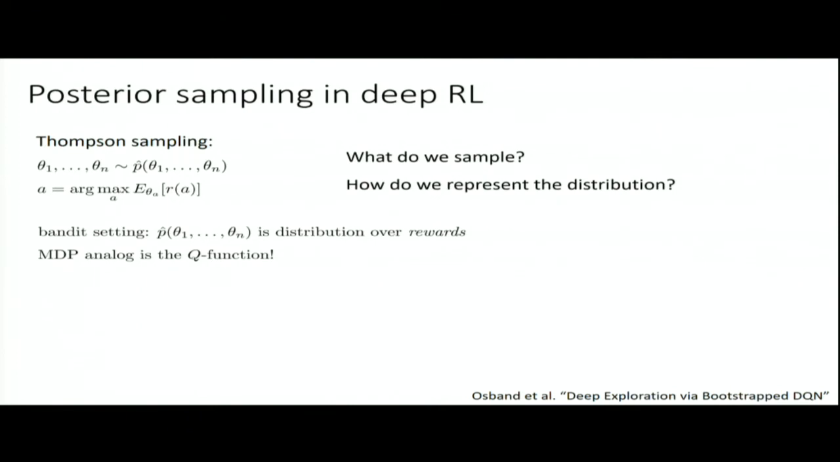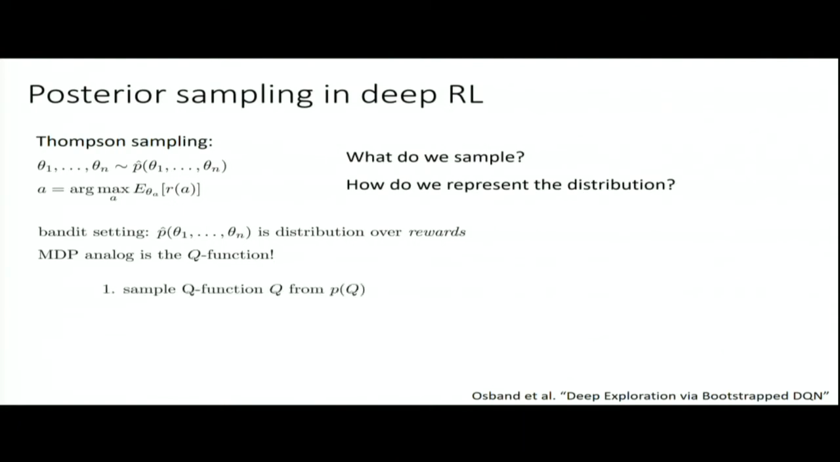So in a bandit, once you know the reward, you can act greedily like this. And in an MDP, once you know the Q function, you can act greedily. So in a sense, the Q function encompasses your strategy. Once you have the Q function, you have the actions. So let's do posterior sampling over Q functions.